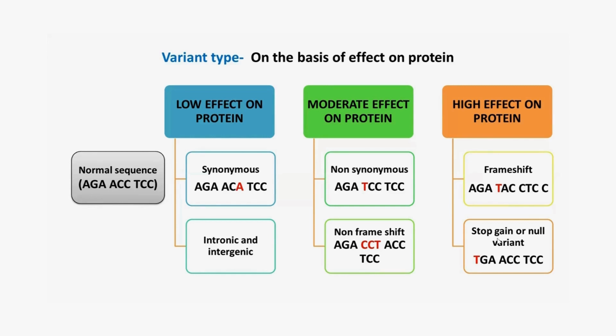And next is stop gain variant. If we see here, there is change at this nucleotide where A is replaced by T, and that forms the stop codon TGA. So due to change of this nucleotide, protein formation will stop here and the protein will be truncated. That surely has high impact on protein and that may cause the disease. So these are the variant types. On the basis of them, we can interpret our variant of interest, as different types of variants have different impact on protein.